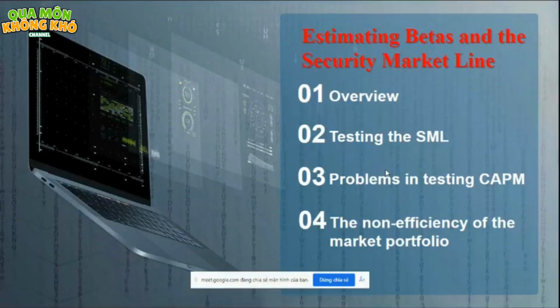I will present the last part of today's session, which is estimating betas and the security market line. First, I will briefly remind you about the capital assets pricing model and two implications of it, which are the security market line and the capital market line. Then I will show you how to test the security market line and what the problems are in testing the capital assets pricing model. And lastly is the non-efficiency of the market portfolio.